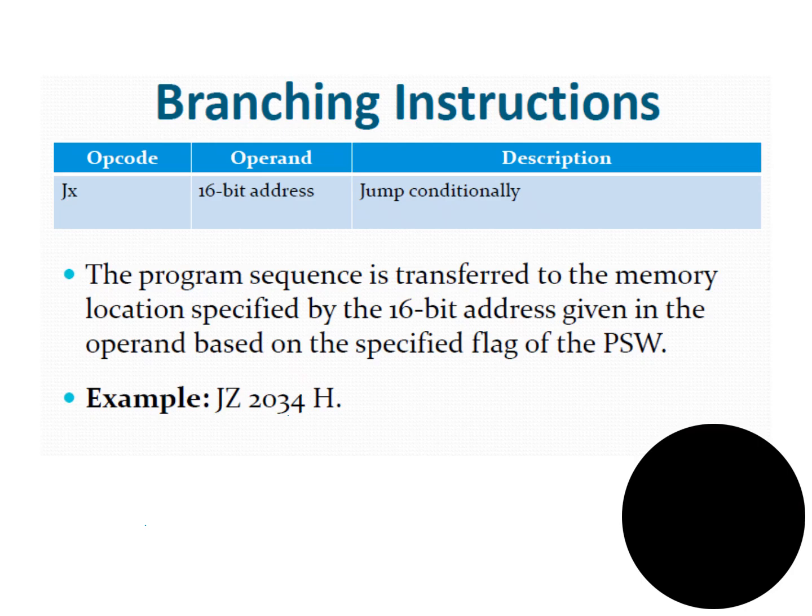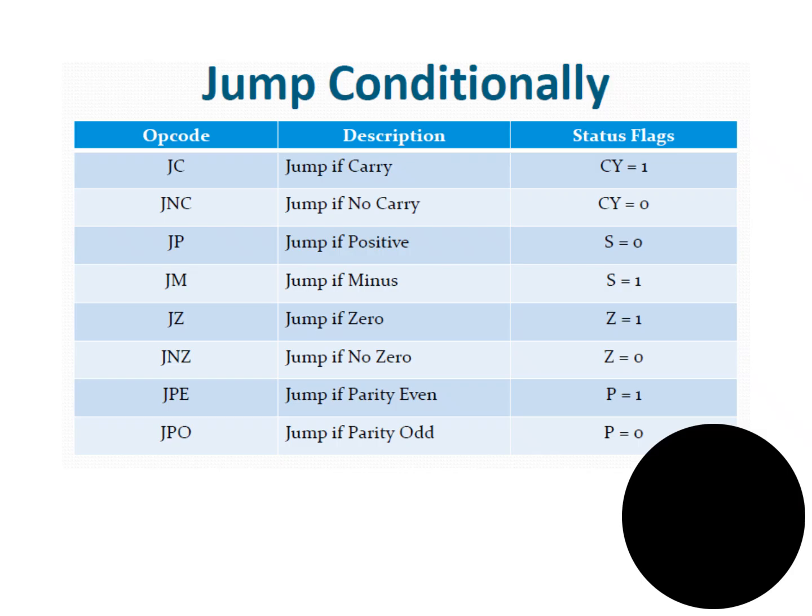Okay, so that is what JZ means: jump if zero. So these are the set of instructions: jump if carry, jump if no carry, jump if positive, where if the sign flag is 0 it will be directed, jump if minus, which redirects the flow if the condition is satisfied, jump if zero, jump if non-zero, jump if parity even, jump if parity odd. Likewise, if the corresponding flag register is set according to the condition indicated here, your program flow will change accordingly.